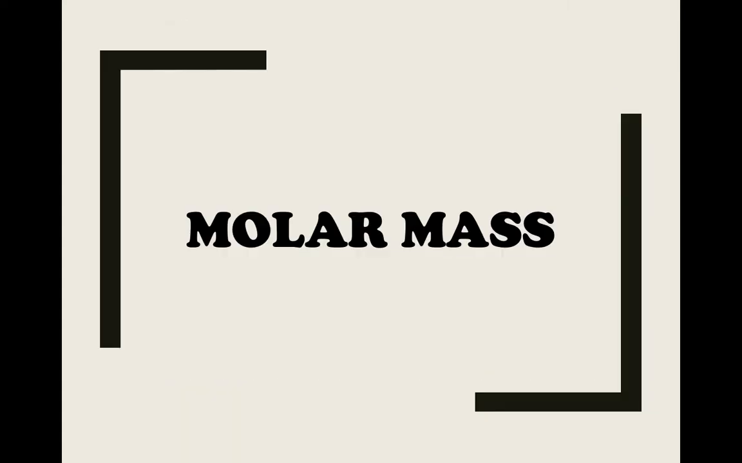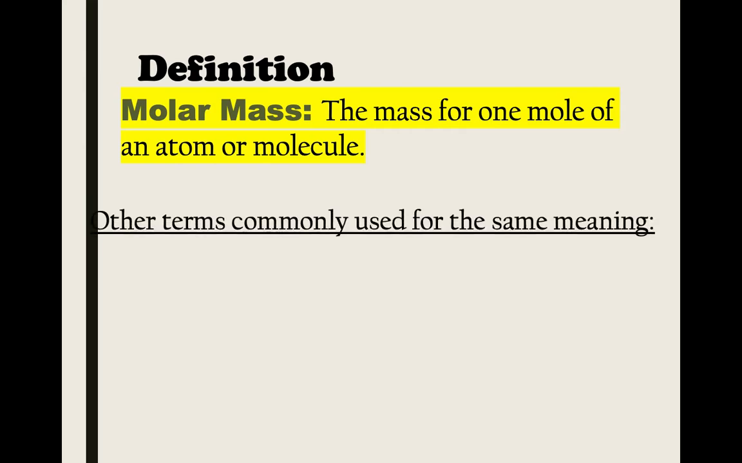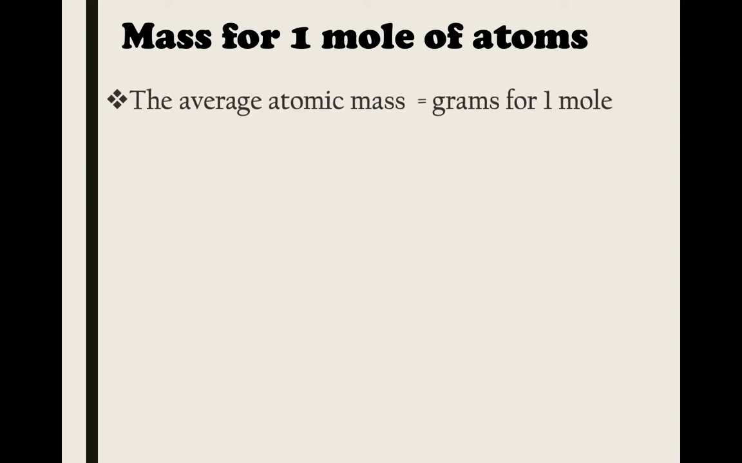The next thing we're going to talk about is molar mass. Molar mass is the mass of 1 mole. So if you had, let's say, 1 mole of carbon, or 6.02 times 10 to the 23rd atoms of carbon, how much would it weigh? That's what the molar mass is. Now, you'll often see other terms, potentially molecular weight, molecular mass, formula weight, formula mass. They all mean the same thing. We're all talking about the mass of 1 mole.